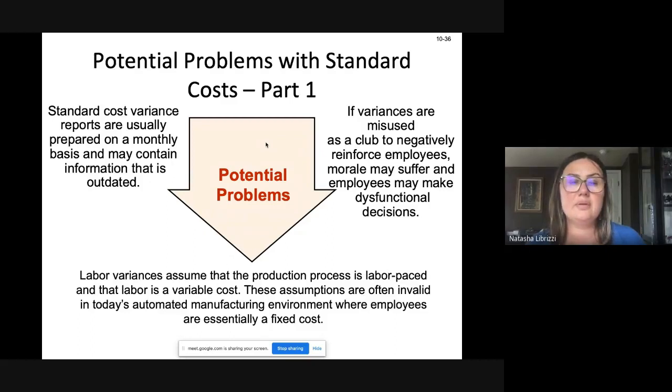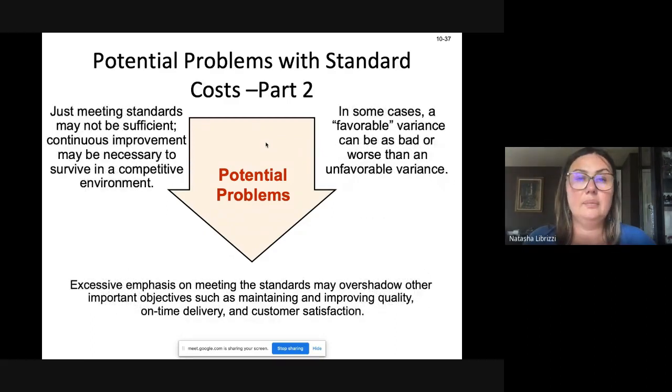And labor variances assume that the production process is labor paced and labor is a variable cost. Those assumptions are often invalid in today's automated manufacturing environment. So that's something to remember. All right. Just meeting standards might not be sufficient too. Continuous improvement might need to be done and reevaluated.